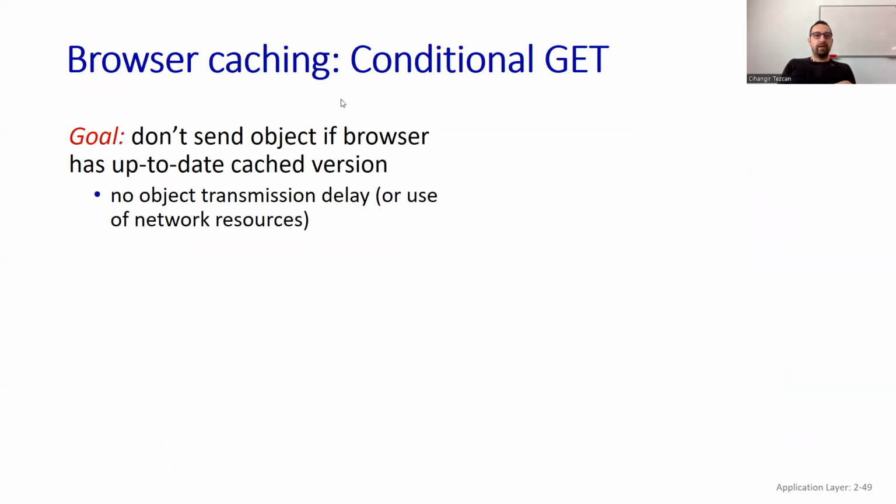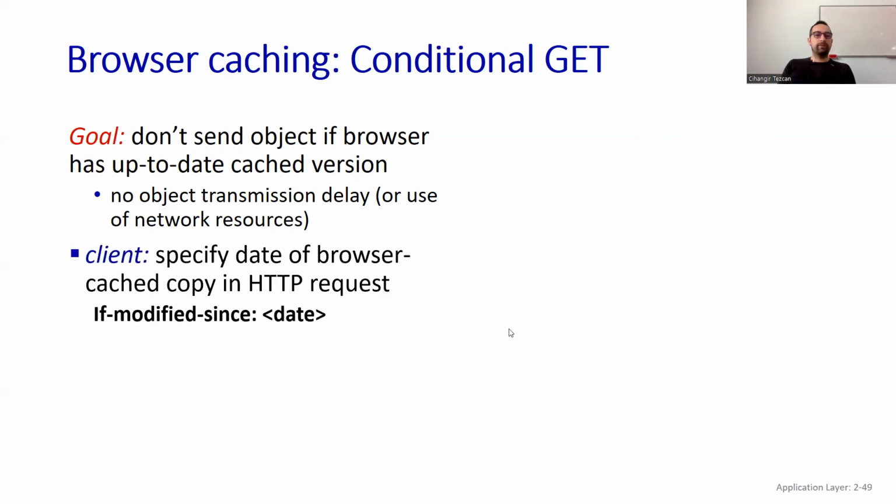This also happens in the browser. Browser caching uses conditional GET. Don't send the object if the browser has an up-to-date cached version: no object transmission delay or use of network resources. The client specifies the date of the browser cache copy in the HTTP request. So you write If-Modified-Since and write the date of the time you cached it.